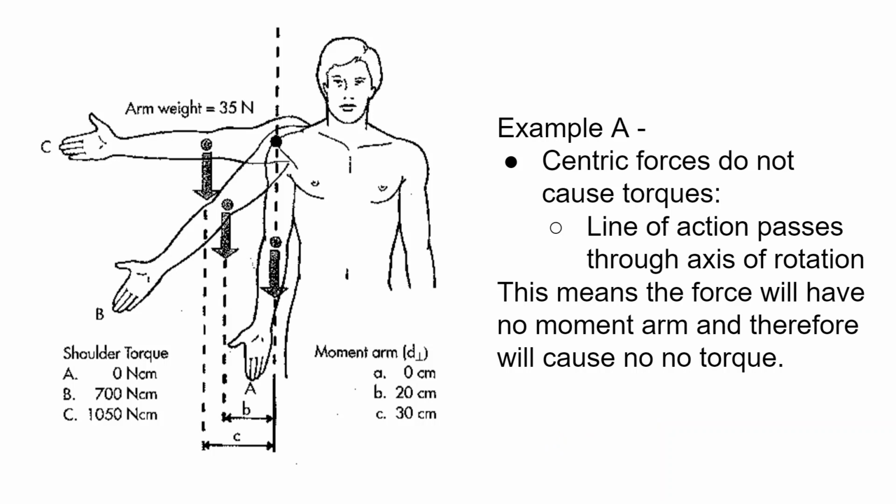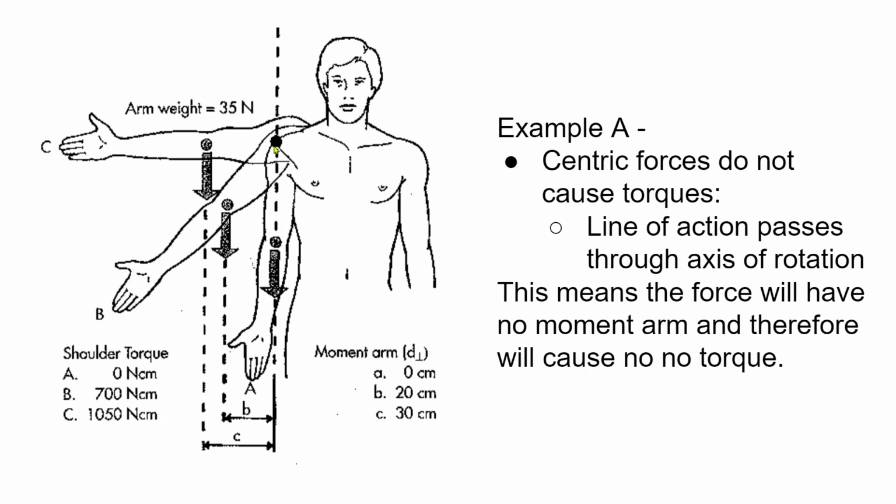Here's another example without a weight. So the weight here is just the weight of your arm, and they say it's 35 newtons. So we have three different cases. So full abduction at 90 degrees, C, less abduction at B, and then your arm just naturally down at the side, fully adducted at the side of your body. So the weight of the arm is the same, but through these A, B, and C, your external moment arm increases, and therefore the torque increases.